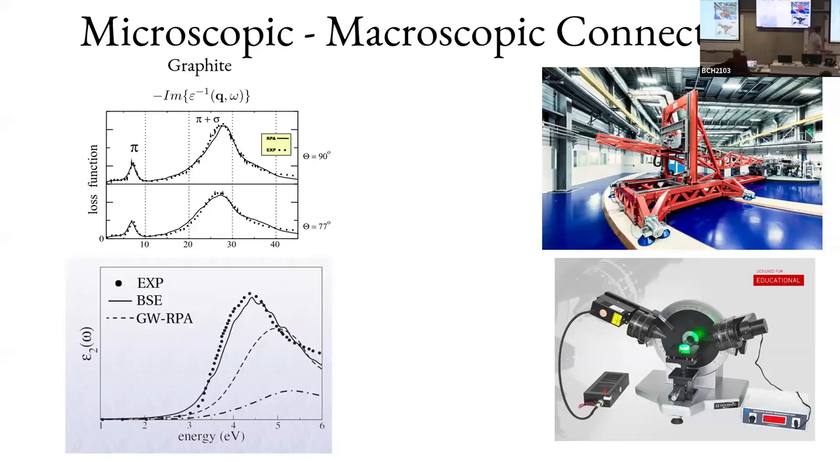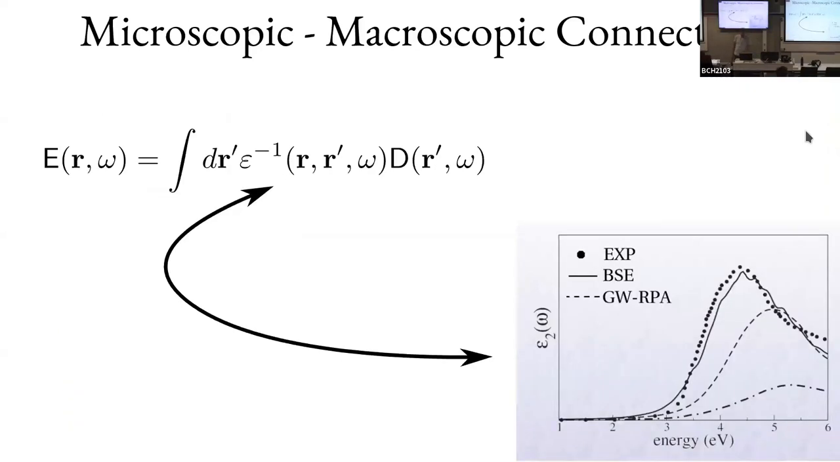The same for example, the optical absorption here. I tried to use the same pictures. So in an experiment, here is a setup for inelastic scattering. This is an ellipsometry setup. Okay, this is what we have. And so we want to make this connection now.